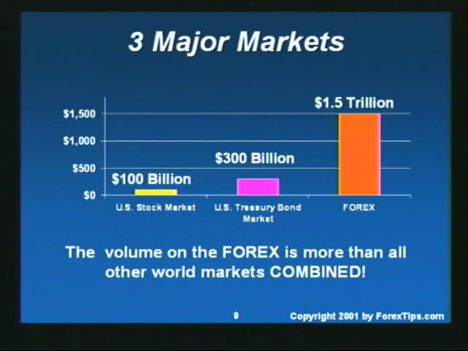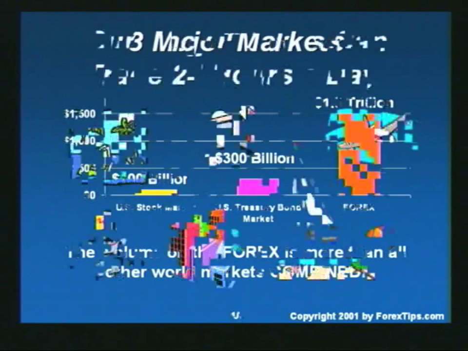It literally dwarfs the U.S. Treasury bond market or the U.S. stock market. U.S. bond market trades about $300 billion a day. U.S. stock market about $100 billion a day. The volume on the FOREX is more than all other world markets combined.